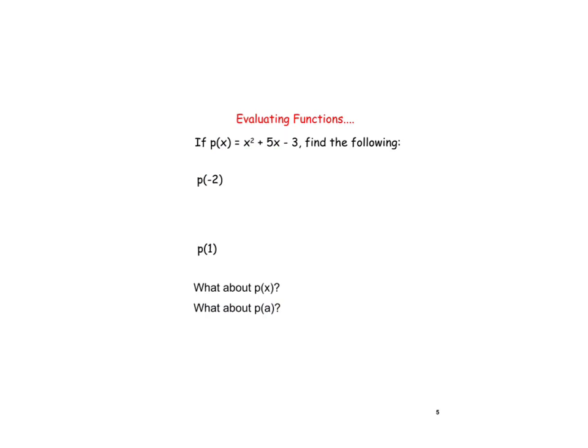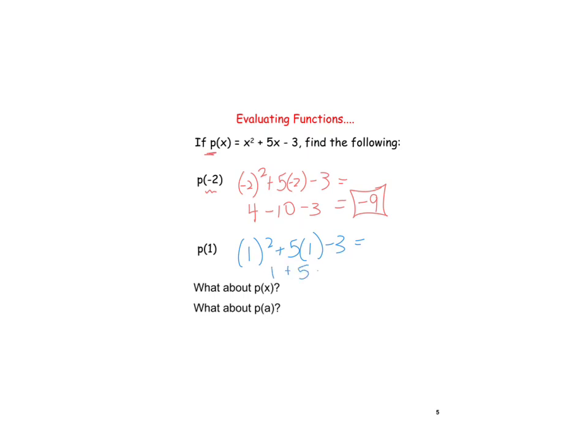Okay, so this is the same again. I just named it p instead of f. And we have two unknowns again, so I make two parentheses. And now I'm plugging in negative 2 for this one. Again, you could throw that in your calculator. This is 4 minus 10 minus 3, which ends up being negative 9. Okay, for the next one, I'm plugging in 1. Again, plugging it in 2 times. And now I have 1 plus 5 minus 3, which is 3.